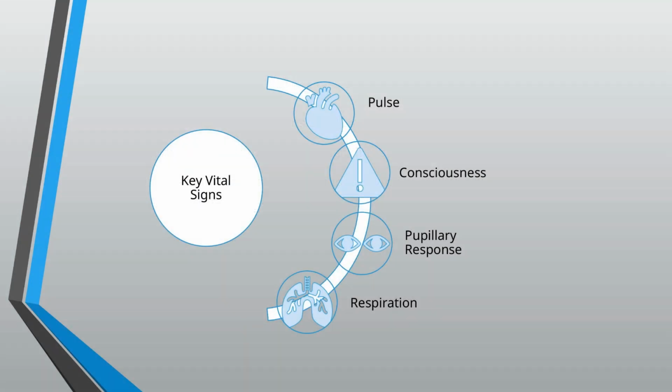When confirming death, we focus on 4 essential vital signs. Pulse assessment tells us about cardiac activity. Consciousness evaluation helps determine neurological function. Pupillary response indicates brainstem activity. And respiratory assessment confirms the presence or absence of breathing. Together, these 4 indicators provide a comprehensive picture of life status. Let's begin with pulse assessment.